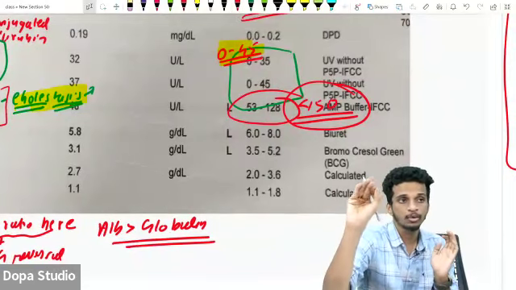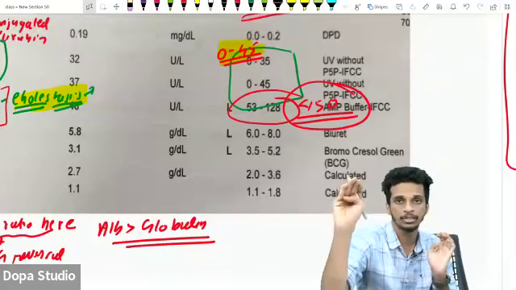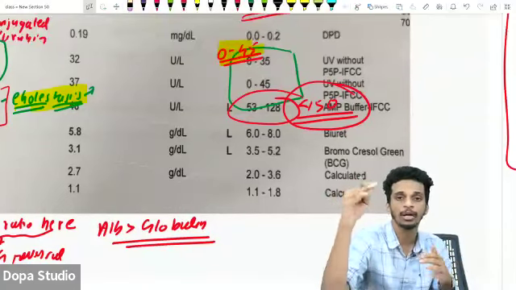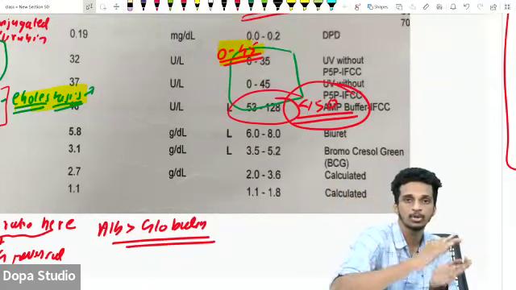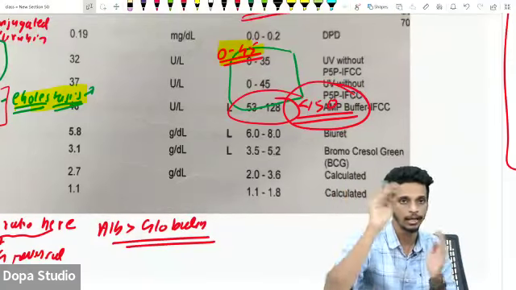Albumin can never be used to identify an acute disease, or albumin is usually normal in an acute disease, because it takes at least 20 days for albumin to come down. Therefore, albumin will be reduced only in chronic diseases. What changes in acute diseases is INR.